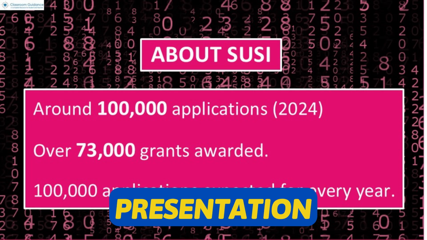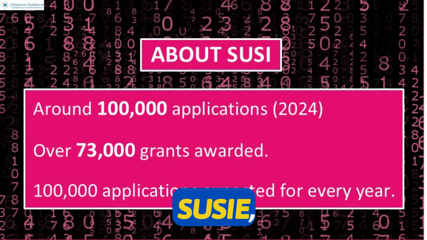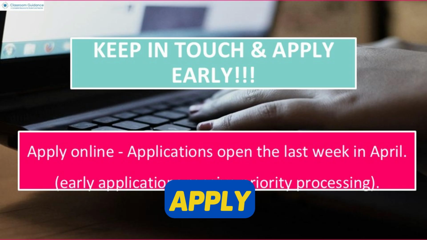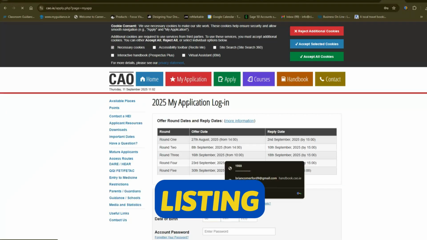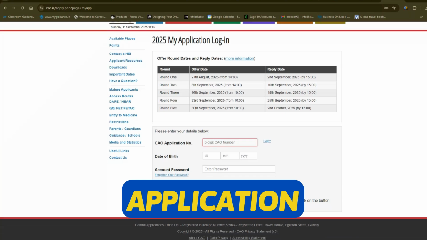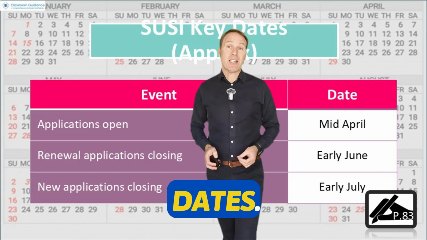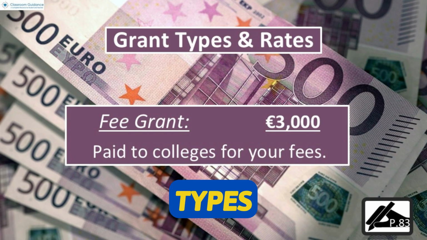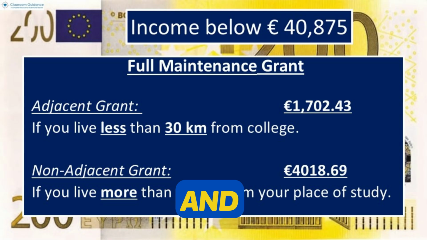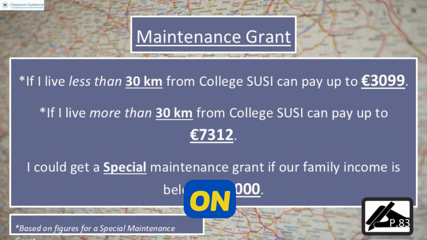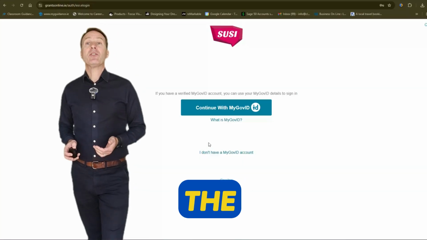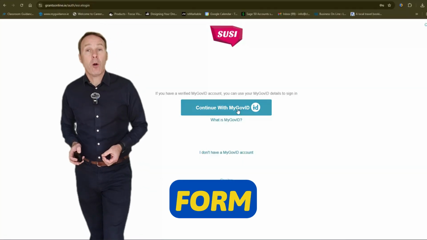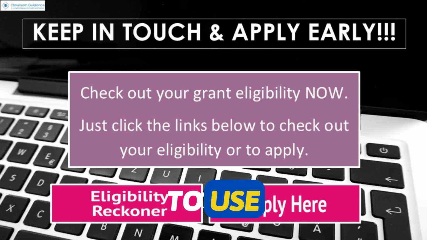We'll use a presentation and discussion to explain SUSI, including videos on how to apply and eligibility criteria. An interactive activity will involve you listing the steps for completing the SUSI application and discussing important dates. We'll highlight the different types of grants, like the fee grant and maintenance grant, and their rates based on income and distance from college. Crucially, you must tick the SUSI option on your CAO form, and you'll be encouraged to use the eligibility reckoner and apply early.